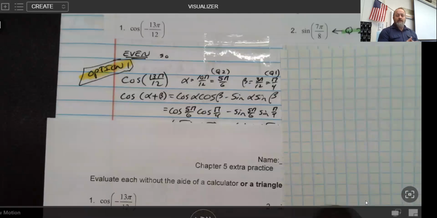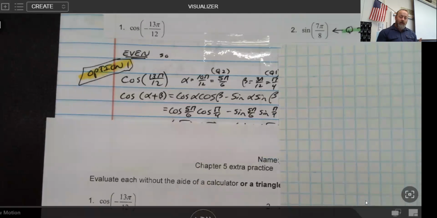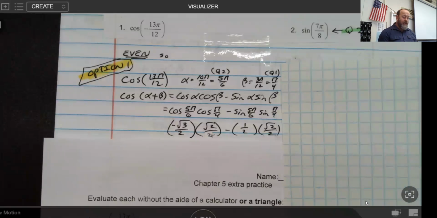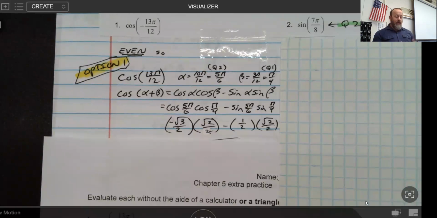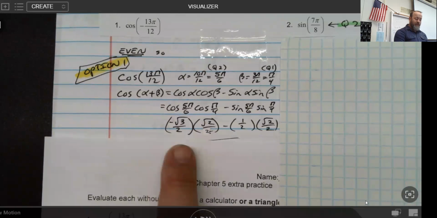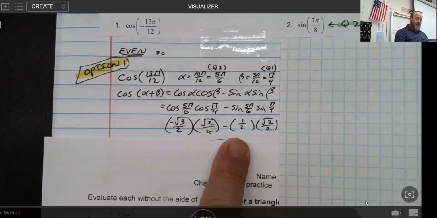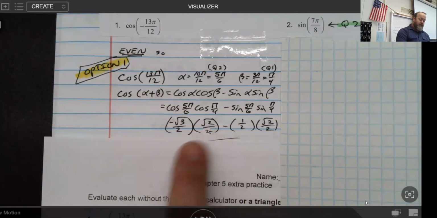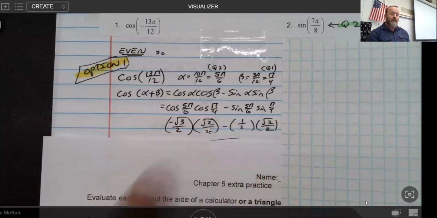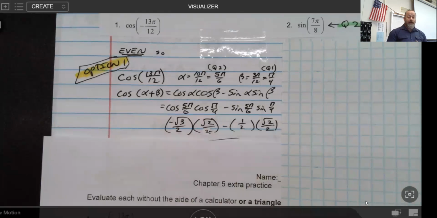Then using just some quick pieces from our unit circle, I know that the cosine of pi over 6 is root 3 over 2. The sine of pi over 6 is 1/2, and I made them positives and negatives based on the quadrant that they are in. Remember, the cosine is negative in the second quadrant, but the sine was positive. Remember ASTC. And of course, the sine and cosine of pi over 4 are plain old root 2 over 2, and we're done. Now, you'll notice this is option 1.